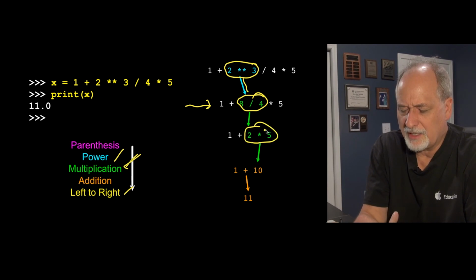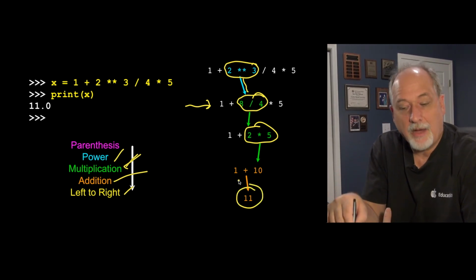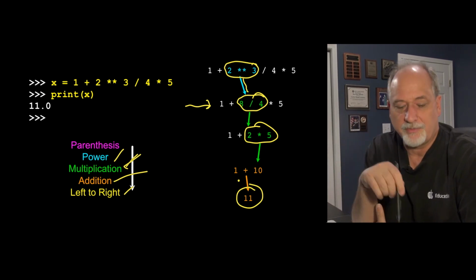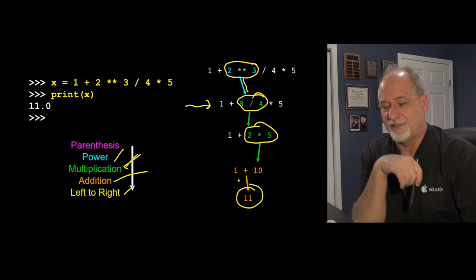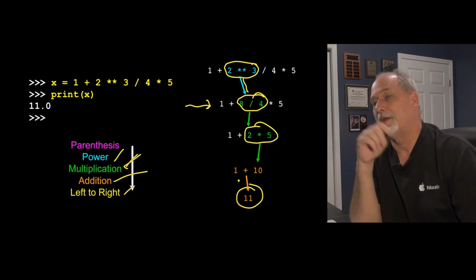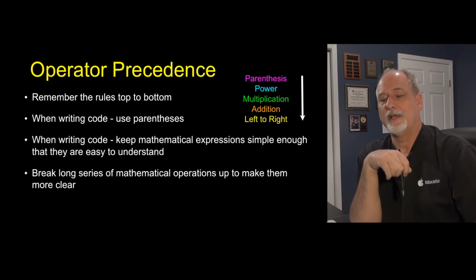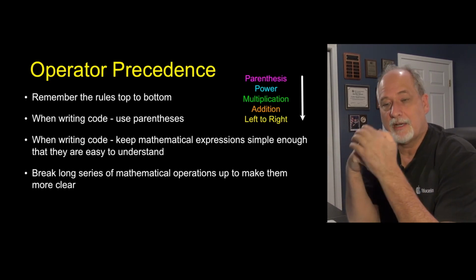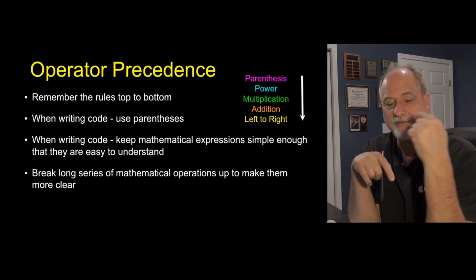2 times 5 becomes 10, I rewrite it again, and then 1 plus 10, addition, is the lowest thing, and that's how we end up with 11. And so that's how I would do these problems if I ever saw the problem on an exam. And it's a fun problem to put on exams because there is one and only one answer, and every programming class has usually at least one slide about this stuff. So like I said, the rules go top to bottom: parentheses, power, multiplication, addition, and then left to right within it.